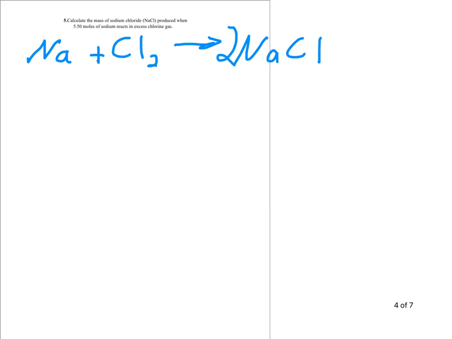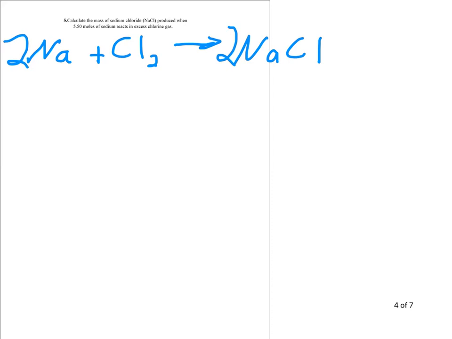Number 5. Calculate the mass of sodium chloride produced when 5.50 moles of sodium reacts in excess chlorine gas. So the first thing we need is an equation. It says sodium reacts with chlorine. This will just be a simple synthesis reaction, and we get NaCl. Balancing it, we're going to need a 2 here and a 2 here.